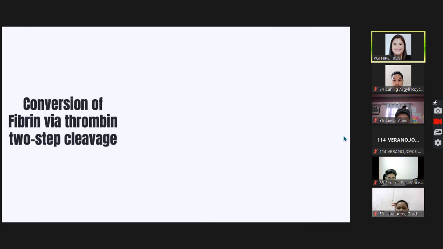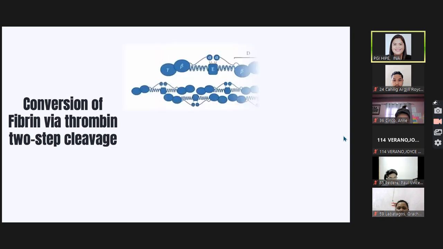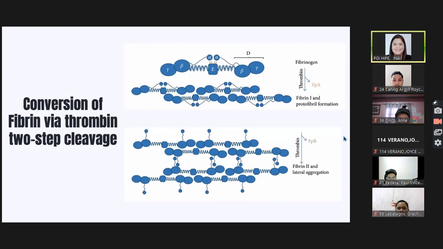Next, we go to the conversion of fibrinogen to fibrin via thrombin in a two-step cleavage. So, very short lang. We have previously, di ba, the three phases of coagulation. And now, after the propagation phase, which is the last phase, the thrombin leaves the membrane surface to convert fibrinogen to fibrin by a two-step cleavage.